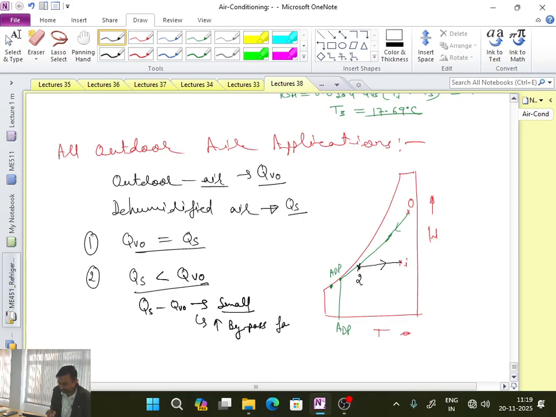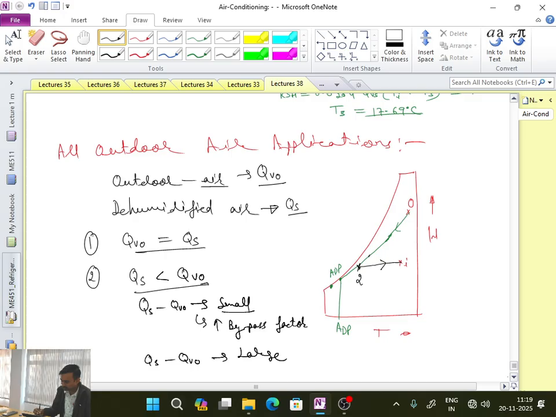If I increase the bypass factor, what will happen? Please tell me. If I increase the bypass factor, state 2 will go somewhere here to a new state 2 dash. Temperature will be increasing, so automatically it will adjust to the larger amount of flow which we are actually supplying. Is this point clear? Then the second situation could be that QS minus QV0 is actually large.